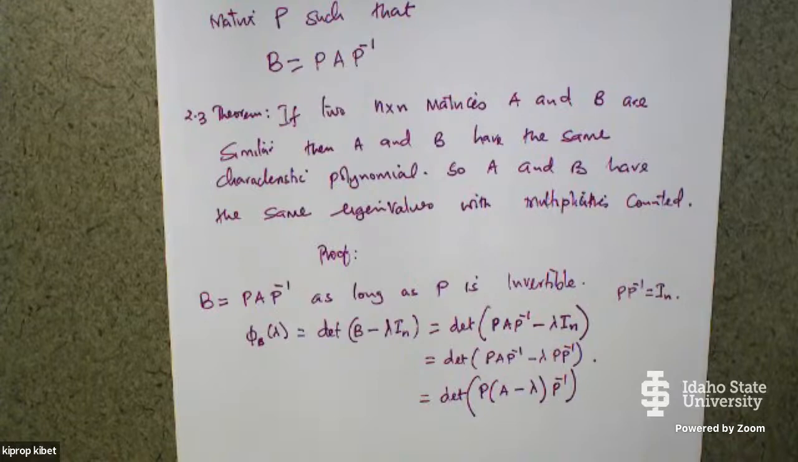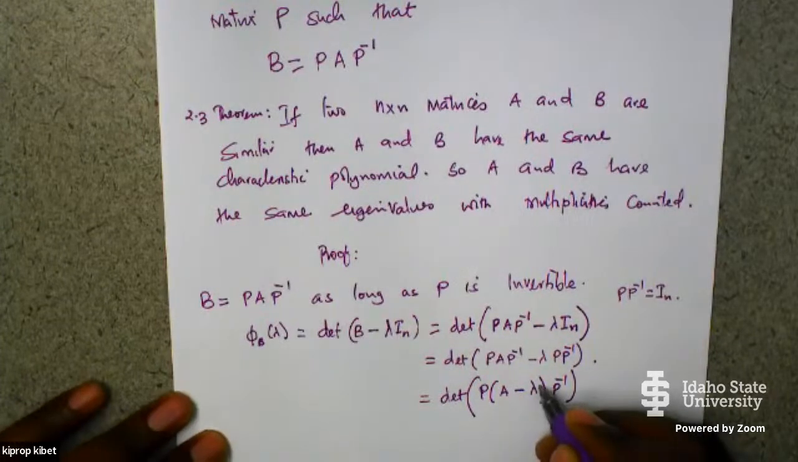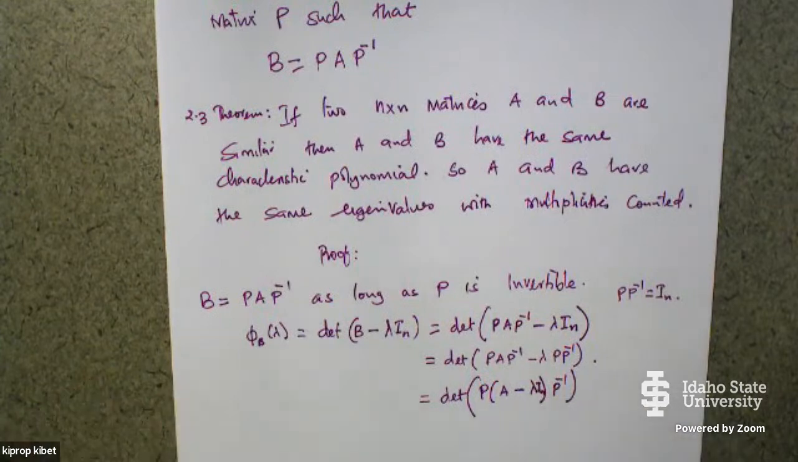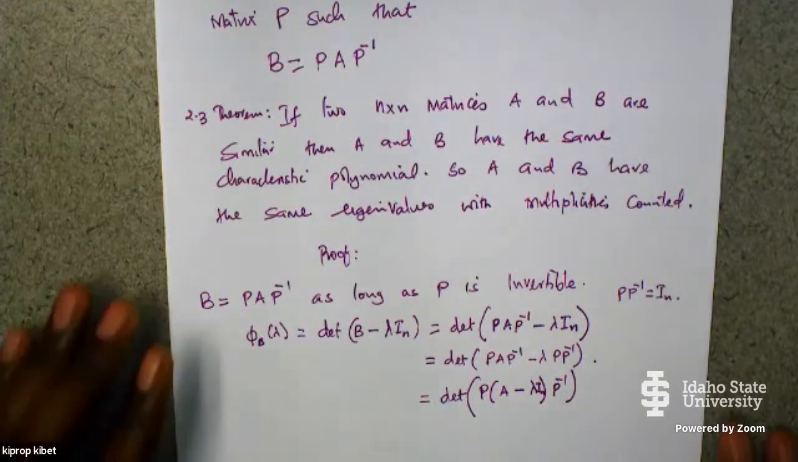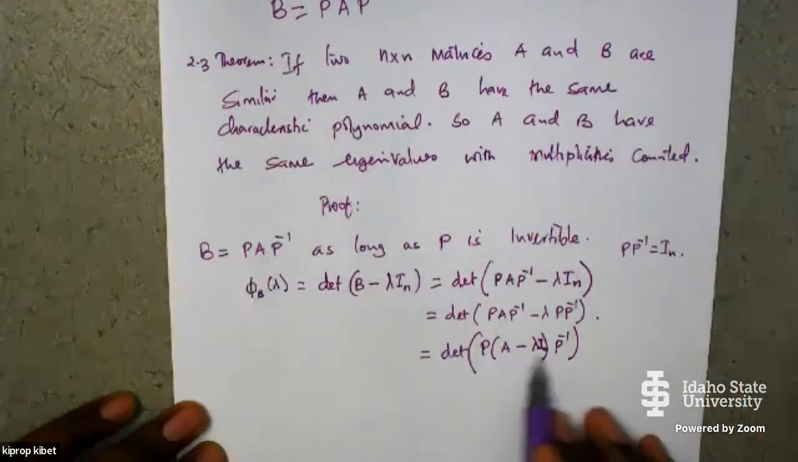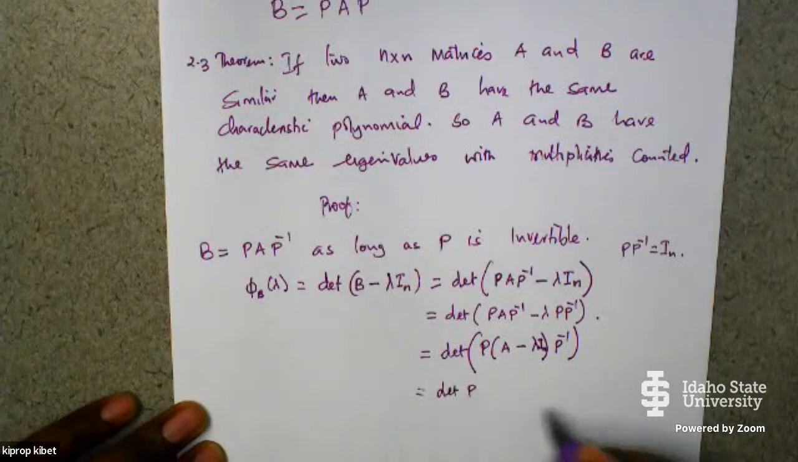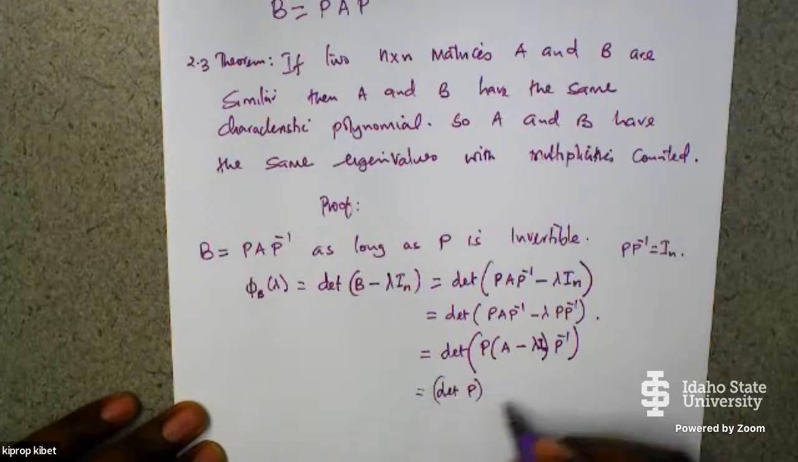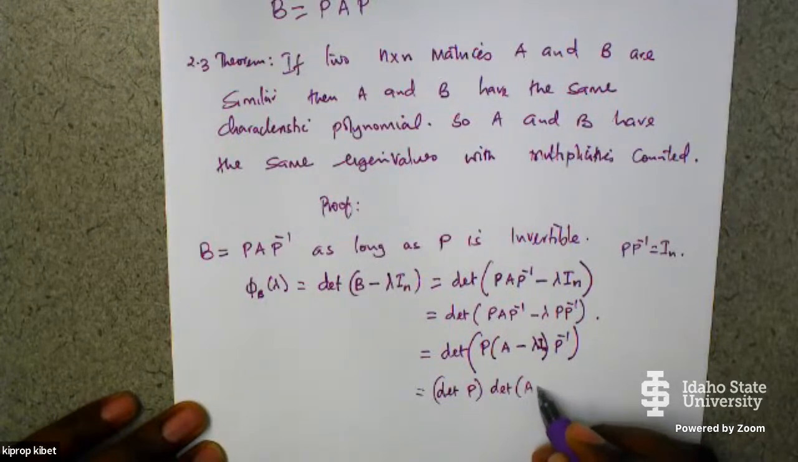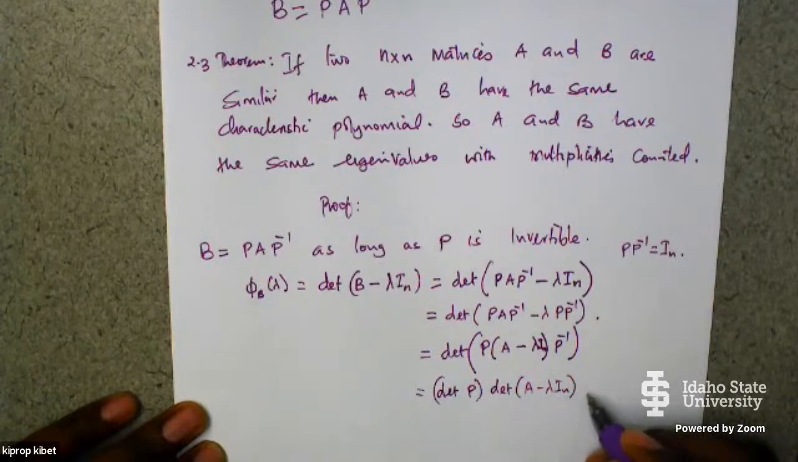Since this should be a matrix for this one to subtract, there should be an I. So therefore you can distribute the determinant. It is the same as getting the determinant of P, the determinant of A minus lambda I n, and then the determinant of P inverse.